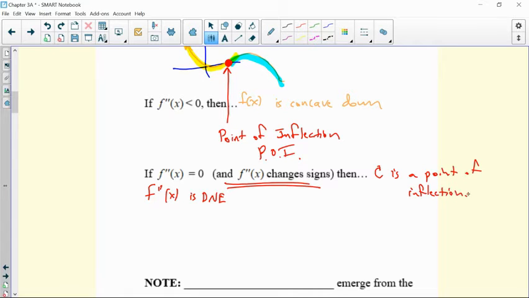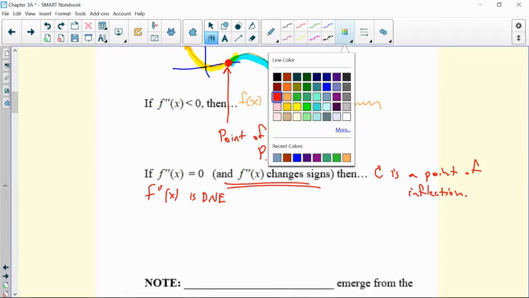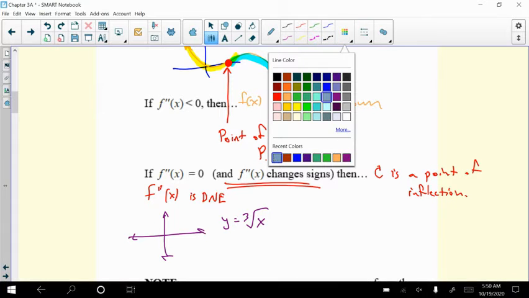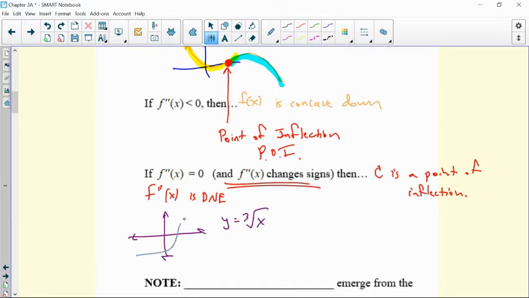Now, the undefined one that I'm thinking of is our cube root function, right? So thinking about that function, like y equals the cube root of x, or any odd index, really. If you look at this function here, actually I'm augmenting it, right? But at that instant, there's a vertical tangent line. So the first derivative is undefined and so is the second derivative. But notice the curvature change, concave up to concave down. So there's an example of a point of inflection.